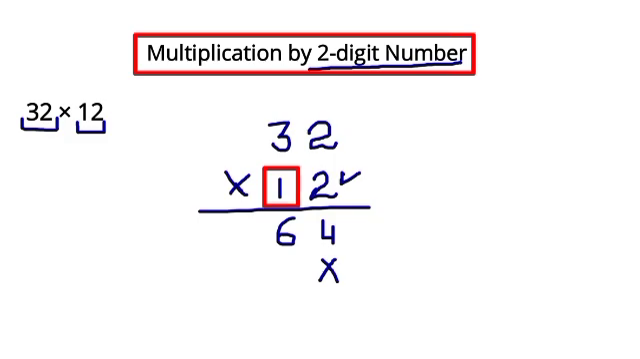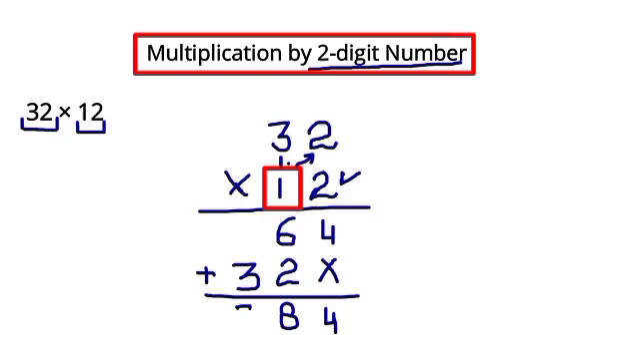Now this is the turn of the digit at tens place. Multiply this 1 by this 2. 1 2s are 2. Multiply this 1 by this 3. 1 3s are 3. Now add them. 4 plus cross 4. 6 plus 2 8. 3 as it is. So what is your answer?